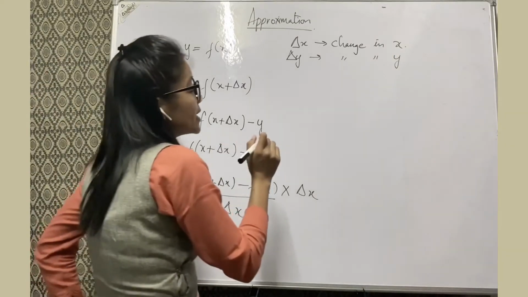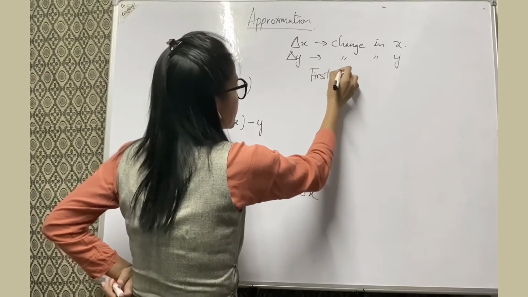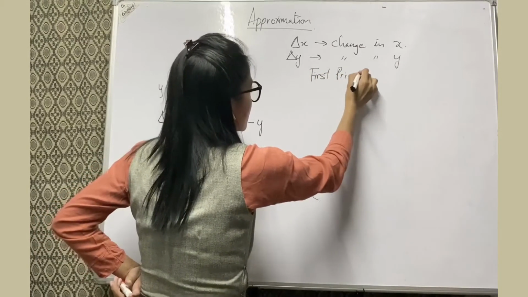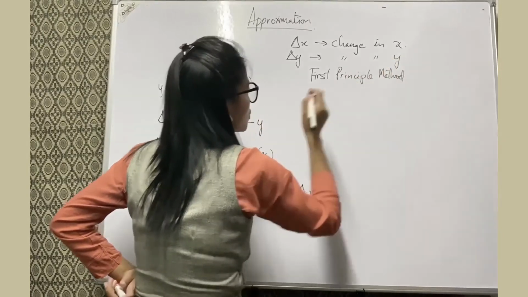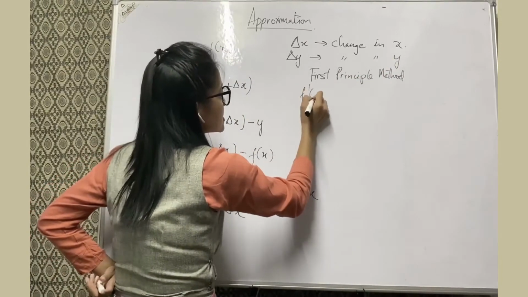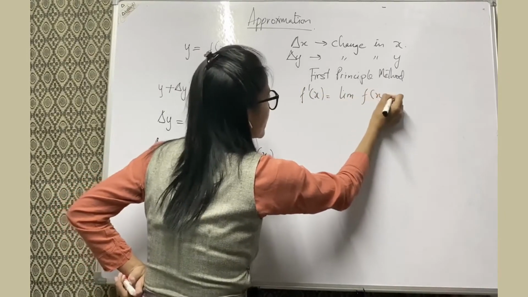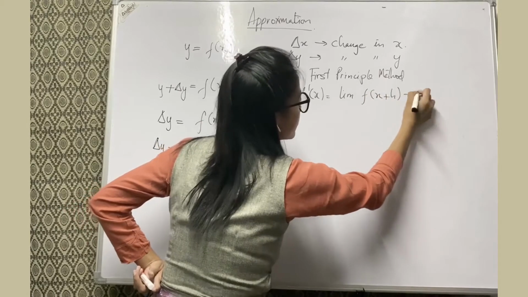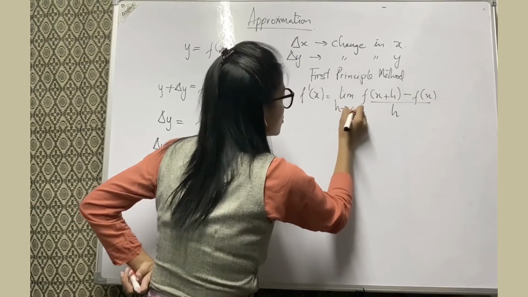Now using the first principle method, in first principle method, you have f dash x equals limit of f of x plus h minus f of x, you may remember this, divided by h as h tends to 0.